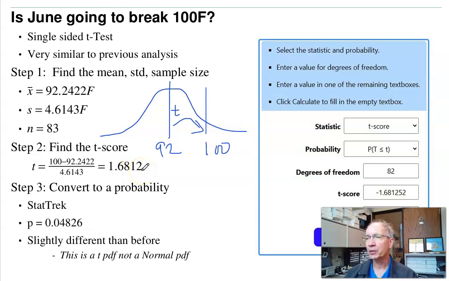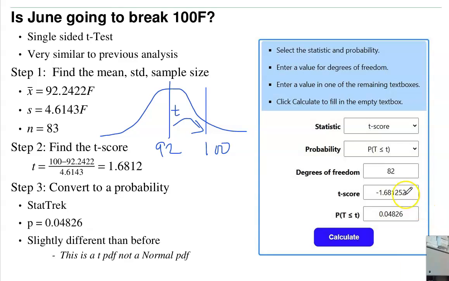Go to a t-table or a stat track and say I have sample size of 83, meaning 82 degrees of freedom. I have a t-score of 1.6812. What is the area of the tail? I use a negative number because I want the area of the tail. This actually finds the area to the left of your t-score. That tail is 4.826%. So from the data, that's the chance that it's going to break 100 this June.